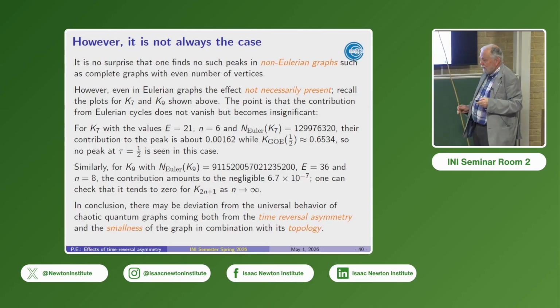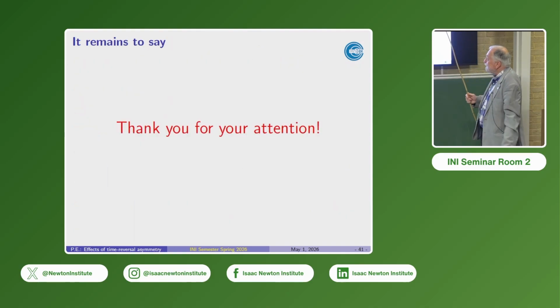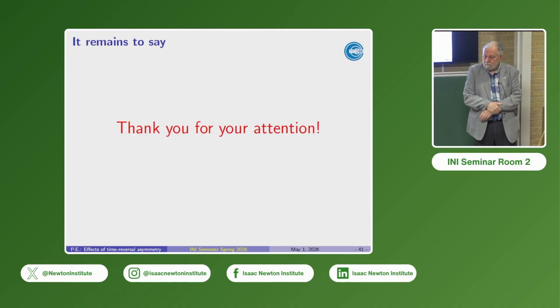So anyhow, it is maybe not the full explanation, but it's a hint what's going on. And the conclusion might be that the time reversal asymmetry can produce this effect due to the smallness of the graph and its topology. But I think my time is over. So what remains to say? Thank you for your attention. Thank you very much. Questions, please.